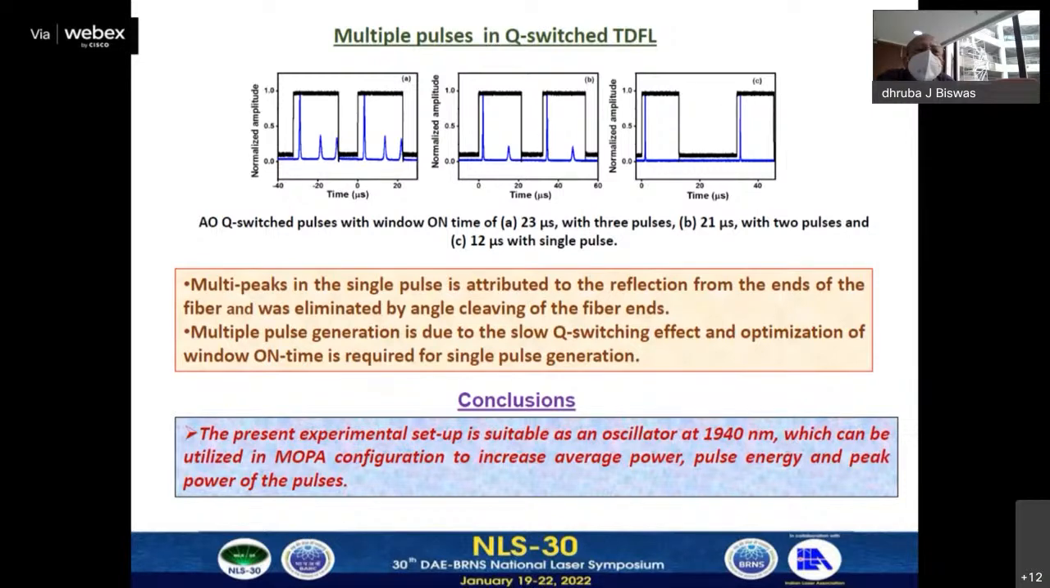So in conclusion, I'll say the present setup is suitable as an oscillator at 1940 nanometer, which can be utilized in a MOPA configuration to increase average power, pulse energy, and peak power, and which can be used in medical applications for surgeries, microsurgeries.